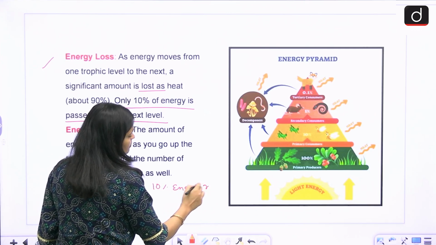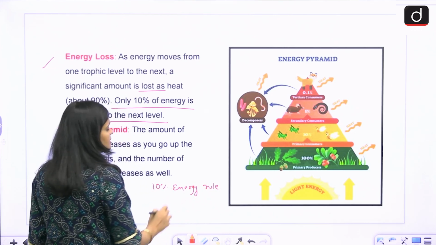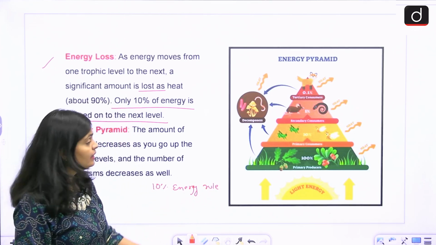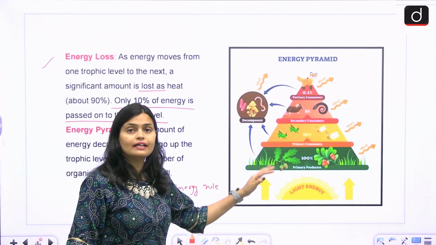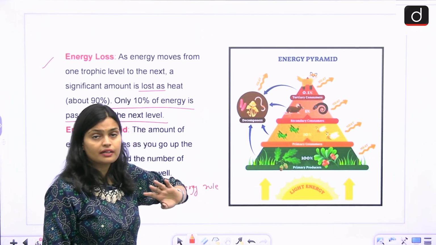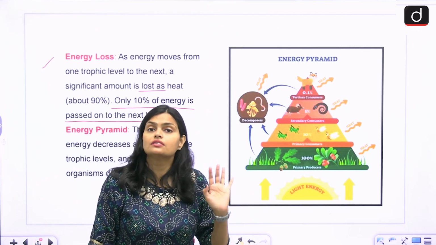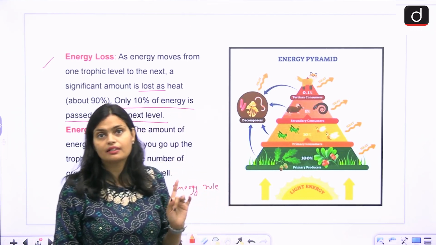Energy rule, right? This is the 10% energy rule. What does it mean? Like from the sun to the plant, like the sun gives 100% of its energy to the plant, but plants utilize only 10% of the sun's energy. Am I clear to everyone?